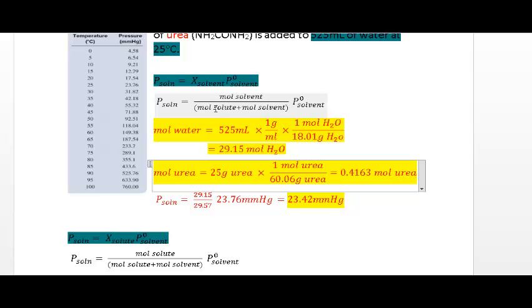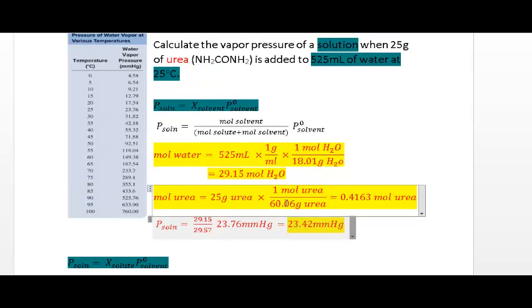Plugging those values in, the moles of the solvent is 29.15. The moles of both solute and solvent is going to be the sum, which is 29.57. That is multiplied by 23.76. We got that number from over here, the vapor pressure of water by itself. And we get a value of 23.42 millimeters of mercury. So 23.42 millimeters of mercury upon addition of 25 grams of urea. Water by itself, the vapor pressure is 23.76. So yes, vapor pressure is going to lower. In this case, it lowers from 23.76 millimeters of mercury to 23.42 millimeters of mercury.